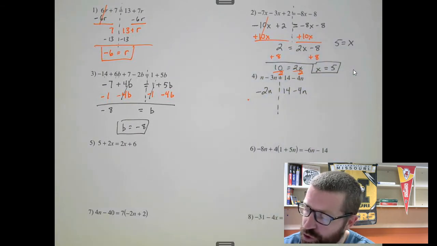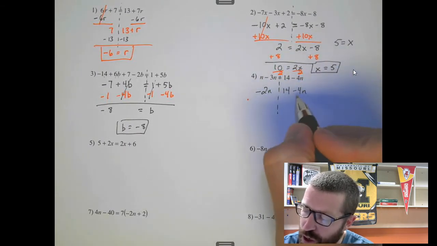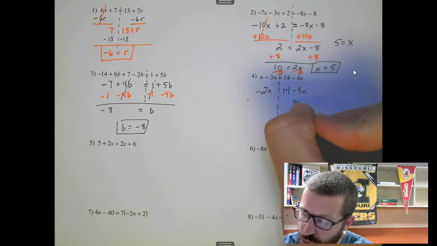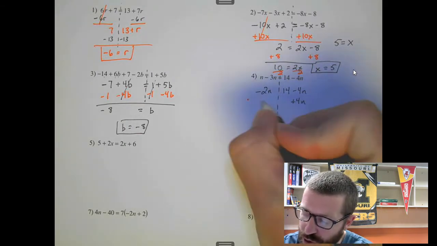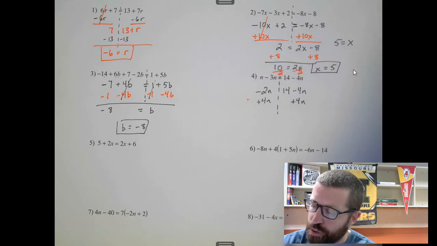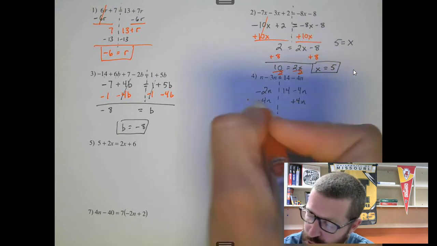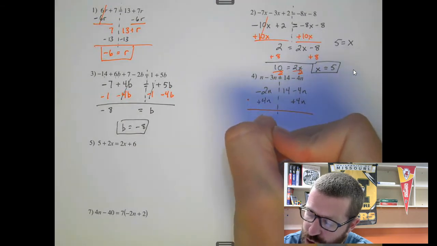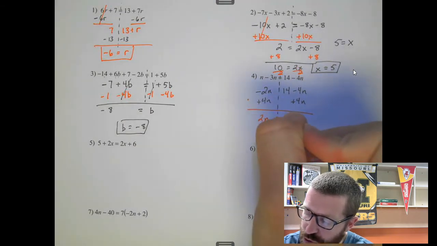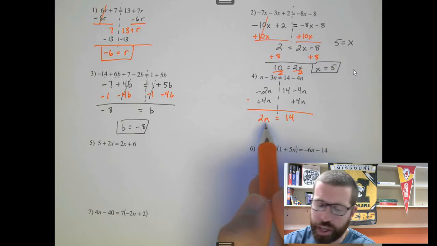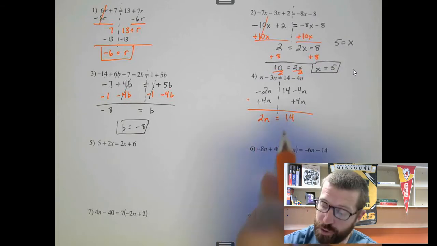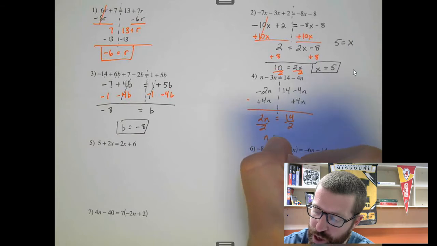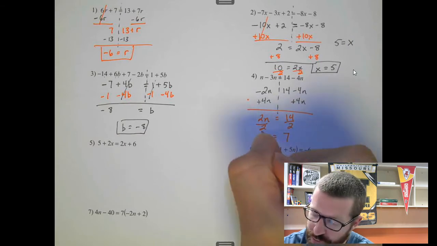And then we want to move the n's to the same side. So let's add 4n, because that'll get my number positive. I forgot to switch my pen there. And so when I add these, I get 2n is equal to 14. And then I can divide by 2 to get n by itself. So if you're multiplying, divide by 2, and n is equal to 7.